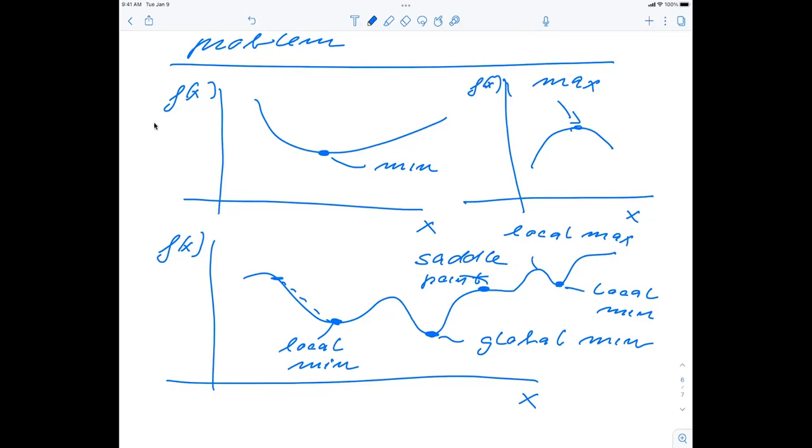And there's no guarantee that there is a local minimum or global minimum. So that's some of the problems which we don't know a priori.